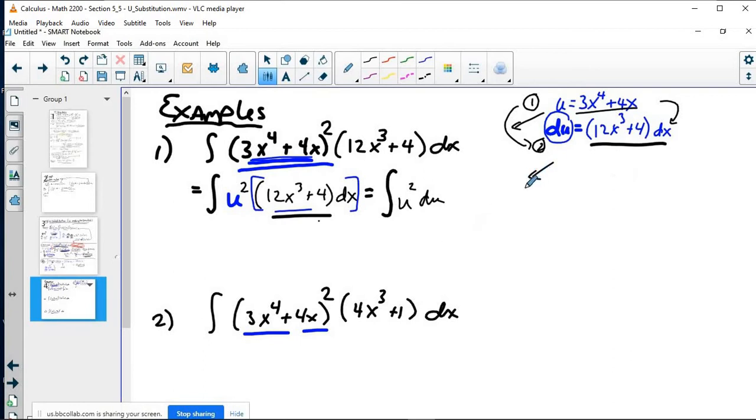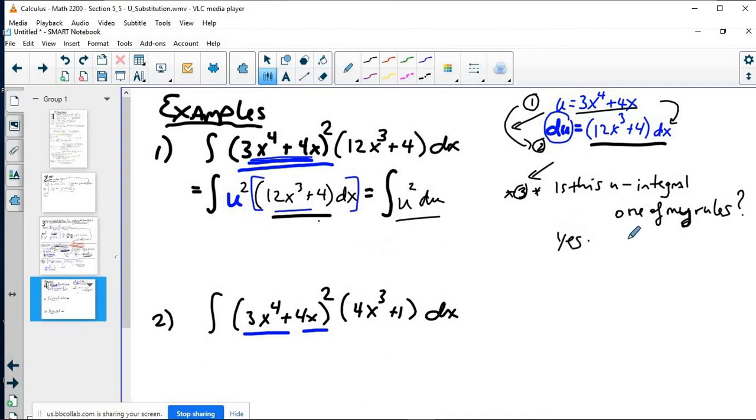So now, here's the key step. Is this u integral one of my rules? Remember what I said? You cannot do anything other than the rules. So is this one of your rules? Sure it is. It's the power rule. U to a power. So what do you do? Is it one of my rules? Yes. Then I do the rule.